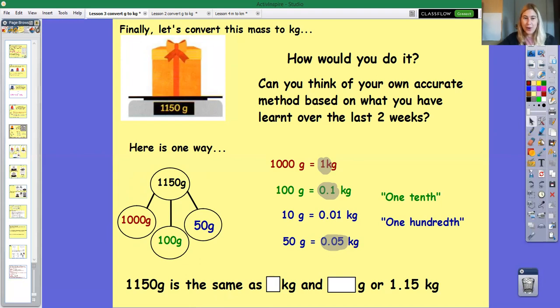Okay, so hopefully you know that 1,150 grams is the same as 1 kilogram, because we've got our 1,000 grams, and we'd have 150 grams, not as a whole kilogram.